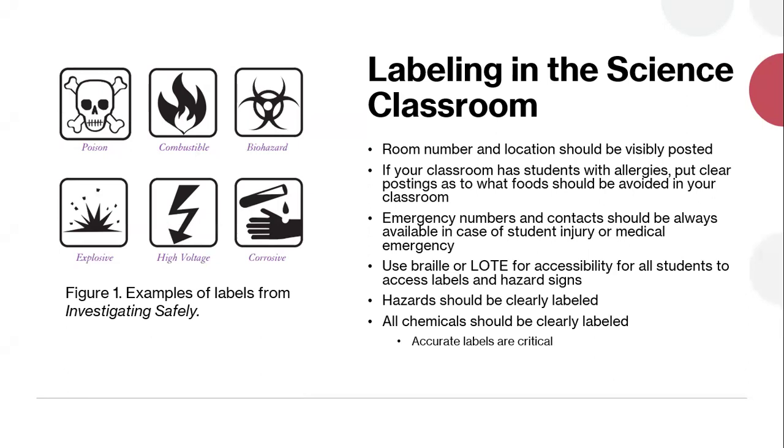Emergency numbers and contacts should also be listed. I would suggest putting them by the phone for easy access in case of an emergency, and having the extensions and calls for 911. I would suggest using Braille or any language other than English for accessibility purposes, in case you have ELLs or any disabled students in your classroom, just to make sure that you have access for them to these emergency procedures and safety nets.